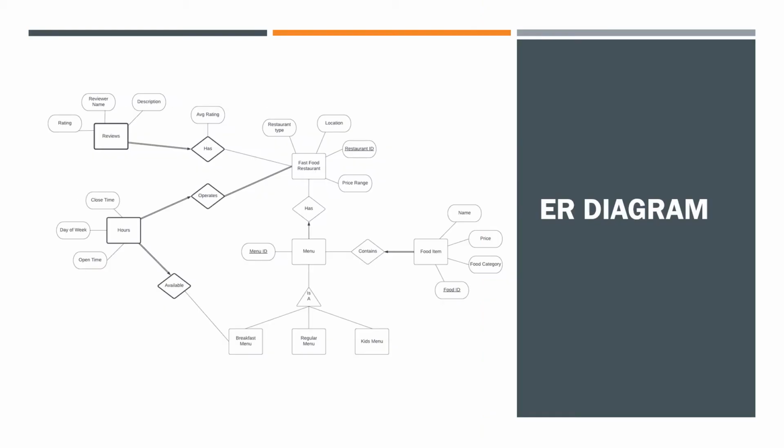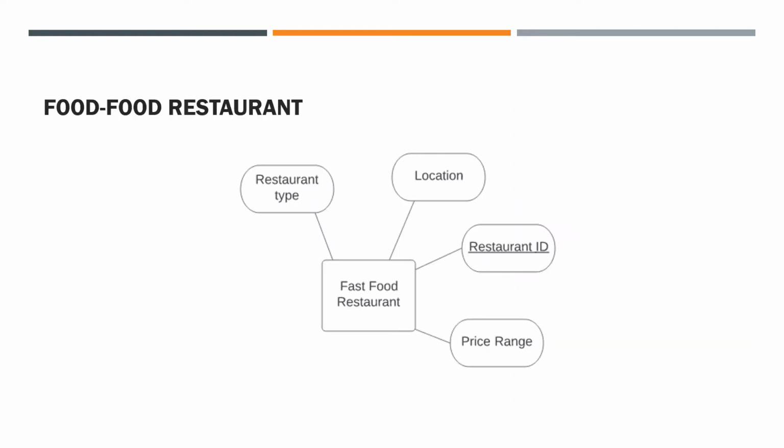Here is the ER diagram of our fast food library. In the following slides, I will dive into more depth for each component and how they interact with one another. The first entity we'll discuss is the fast food restaurant. This entity has 4 attributes: restaurant type, location, restaurant ID, and price range. The restaurant ID will serve as the unique identifier for this entity. This entity will also have multiple relationships, which will be discussed in the further slides.